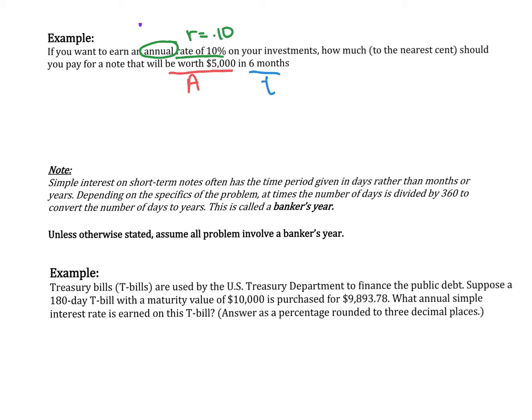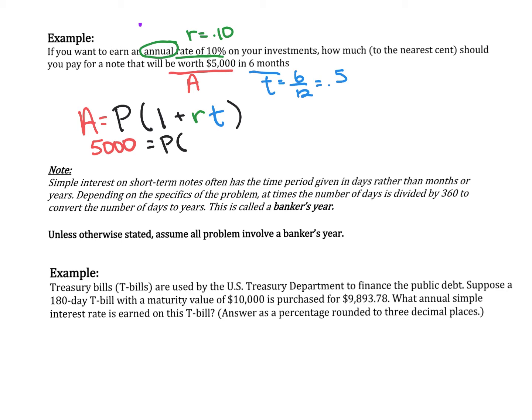Remember, we have to convert this months to years. So T is equal to 6 months, which would be 6 divided by 12, because there's 12 months in a year. So that's 0.5 of a year. And so when I calculate this, I want to set up the formula. Remember, our formula for this is A is equal to the principal times 1 plus the rate times your time, expressed in years. So we're going to plug in what we know, and we know that A is 5,000. That is equal to P times 1 plus my R here is 0.1 times my T, which is 0.5.